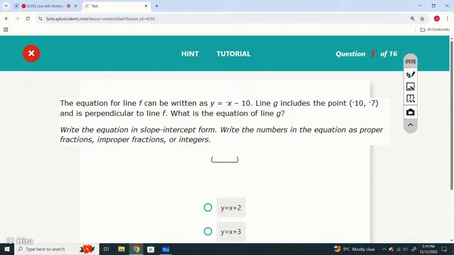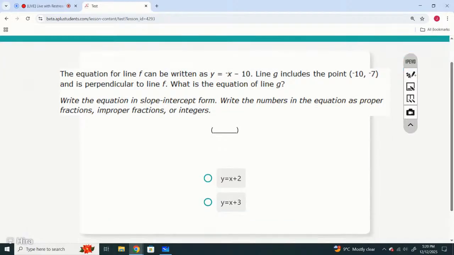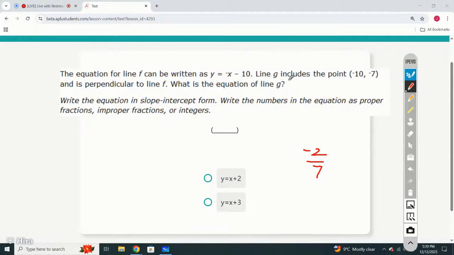So we are given the equation, that is y equals negative x minus 10. Line G includes the point negative 10, negative 7 and is perpendicular to line F. So just look at this equation, y equals negative x minus 10. So the slope of this line is negative 1.